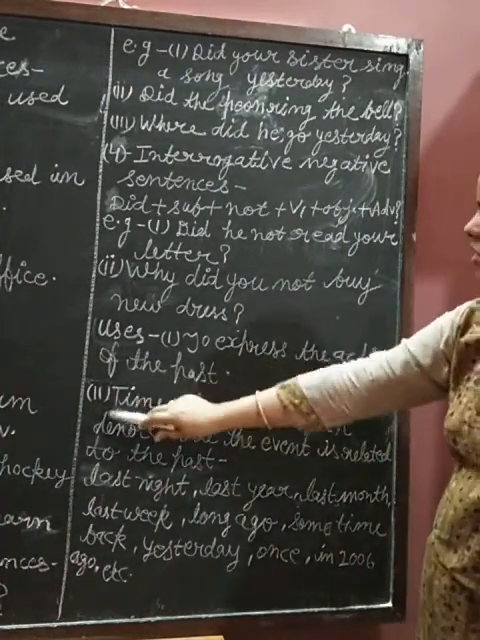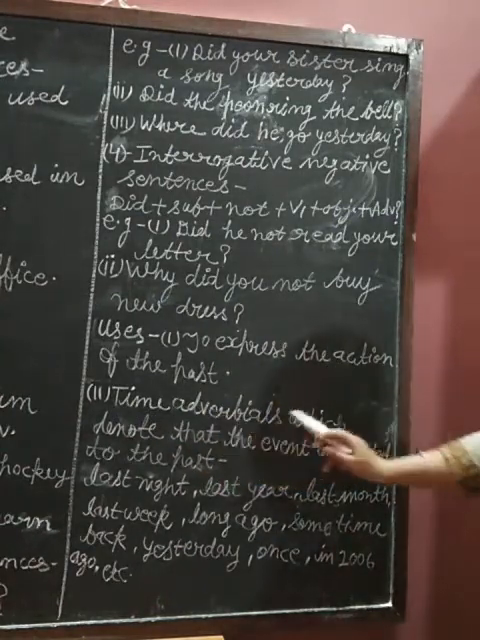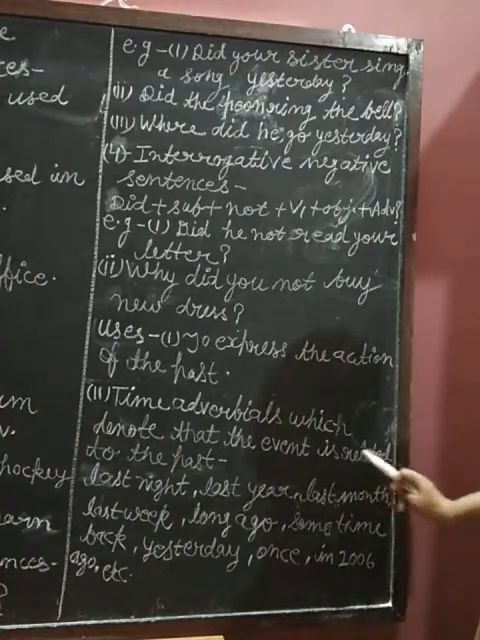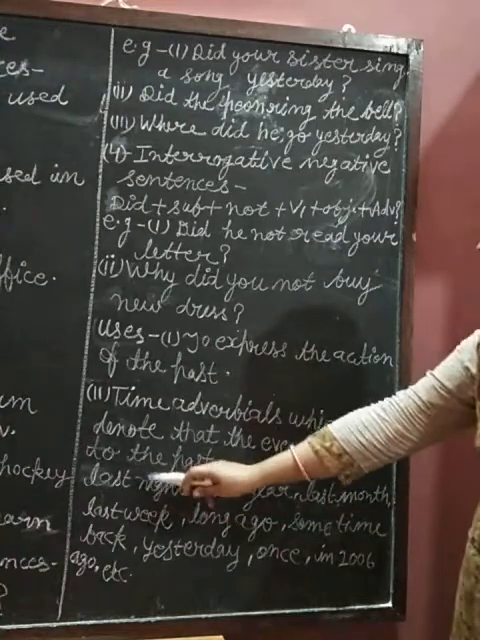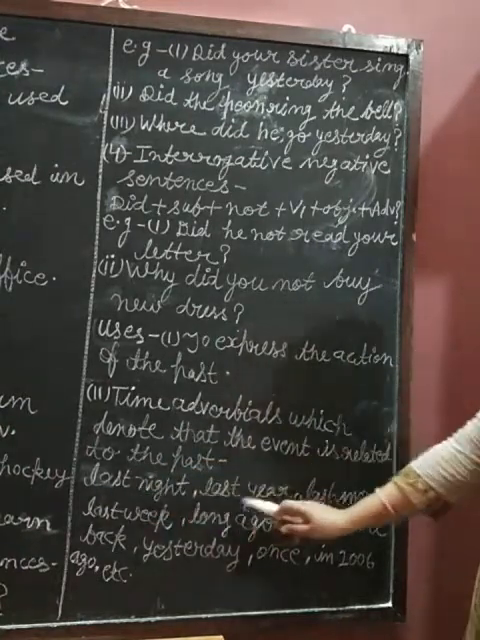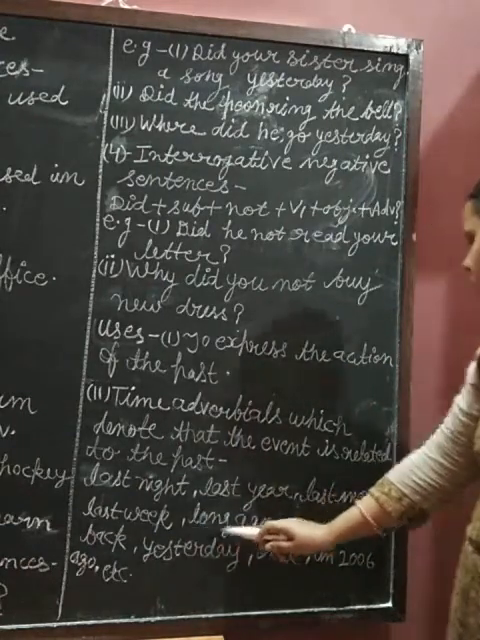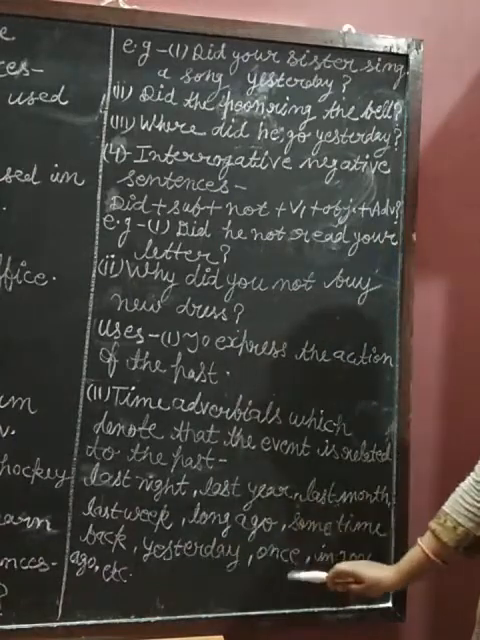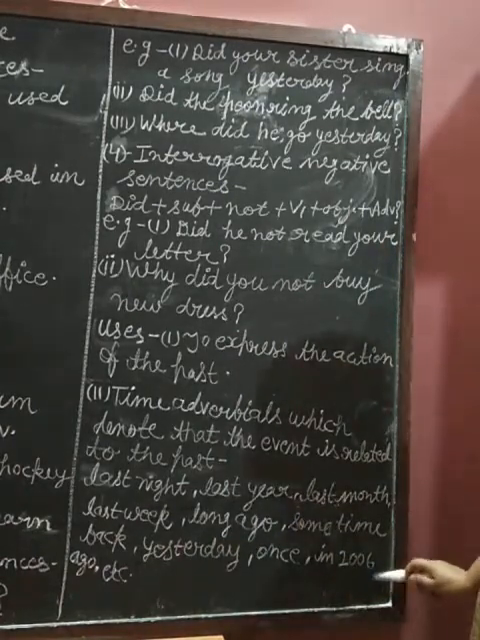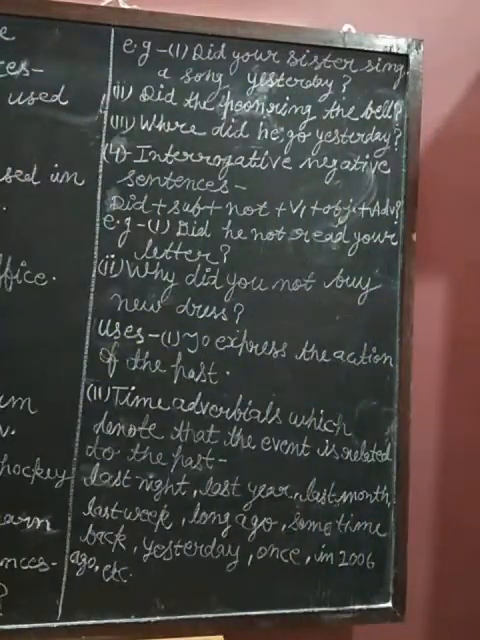And second, we use time adverbials which denote that the event is related to the past. These time adverbials are: last night, last year, last month, last week, long ago, sometime back, yesterday, once, in 2016, ago, etc. Okay, students.